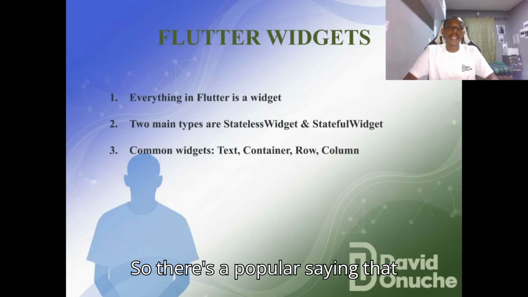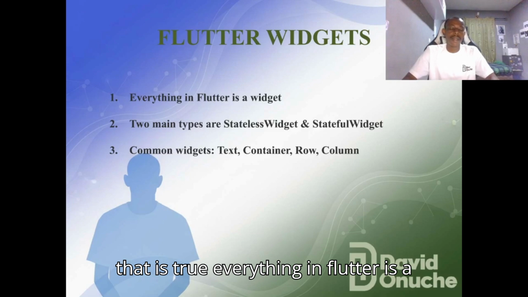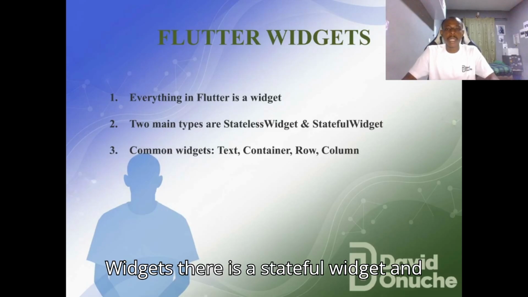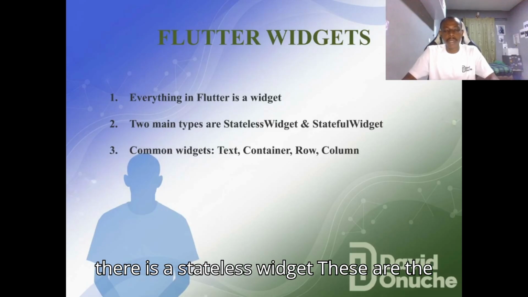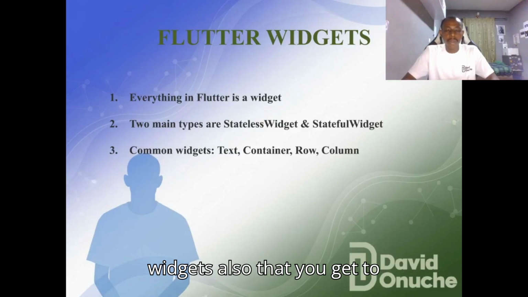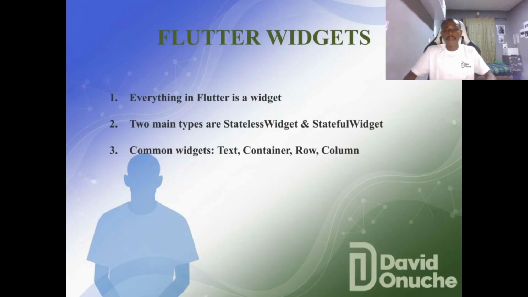So there's a popular saying that everything in Flutter is a widget. Well, that is true. Everything in Flutter is a widget, and there are just two main widgets. There's a stateful widget and there's a stateless widget. These are the two main types of widgets. There are other widgets also that you get to frequent in your coding journey, and those widgets are the text, the container, the row, and the column.